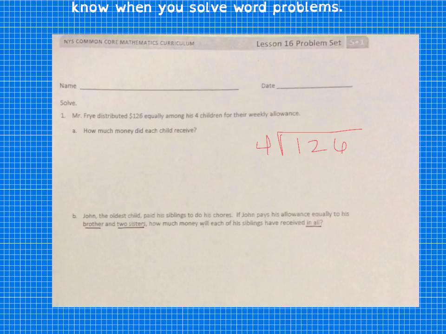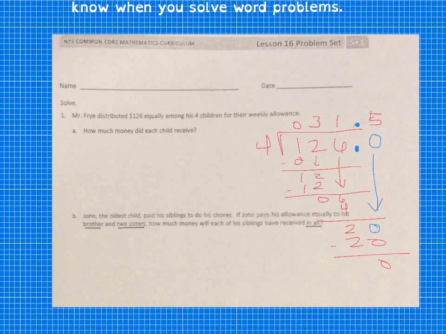$126 equally among 4 children. So go ahead, pause my video and try that division problem. When you come back, I'll have the division problem done for you to check with your answer. All right, so now you have the division problem, 126 divided by 4. I got 31 5/10.